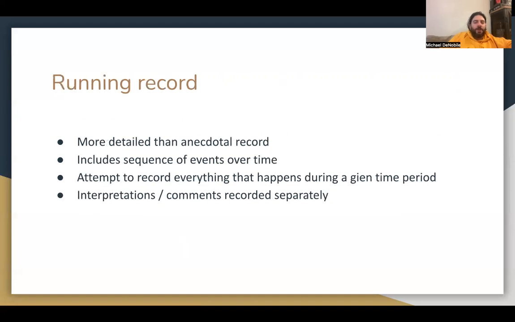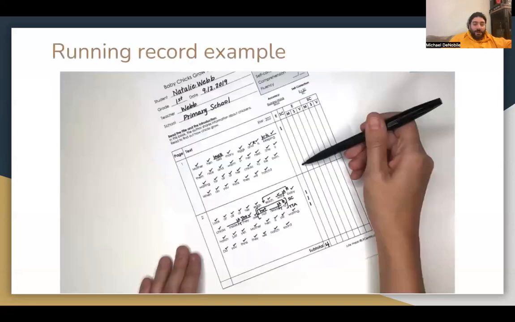There's also a running record. A running record is more detailed than an anecdotal record. It includes the sequence of events over time, the attempt to record everything that happens during a given time period. I'll make sure that I update that spelling there for given time period. Interpretations and comments, as always, are recorded separately. So here's an example of a running record.